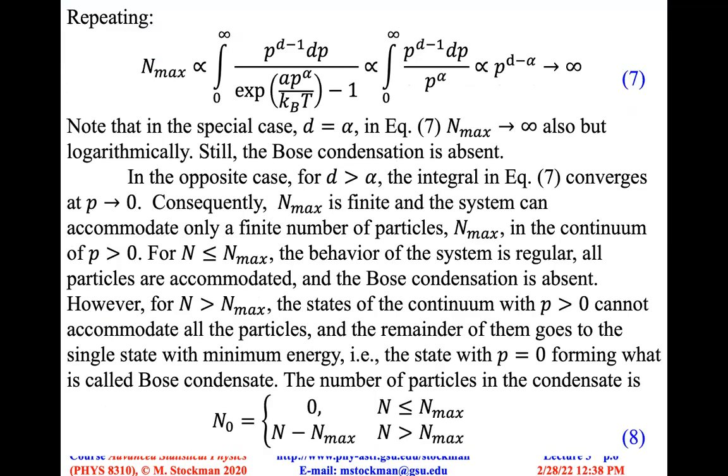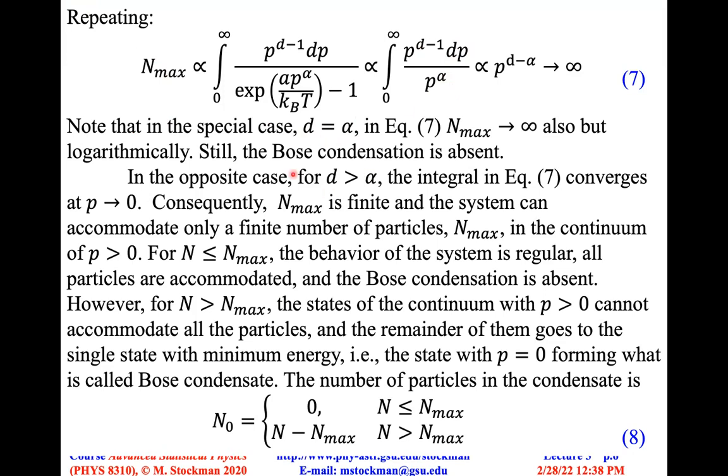Let me repeat this formula. This is also a special case when d is equal to alpha. In this case, that would be dp divided by p, because this d will cancel this alpha. It logarithmically diverges, and the maximum is also infinity, and still Bose condensation is absent.